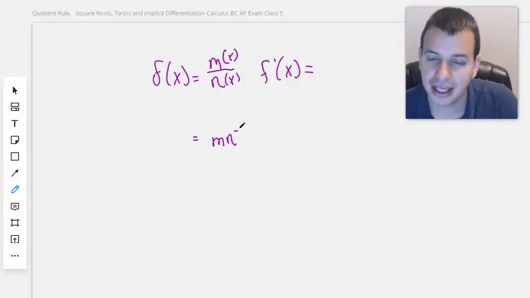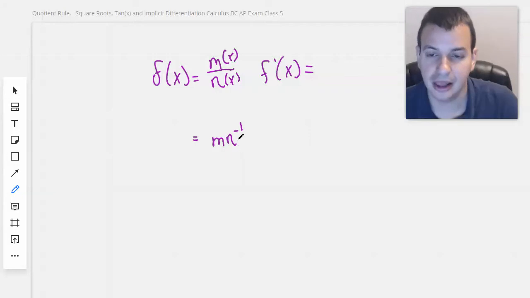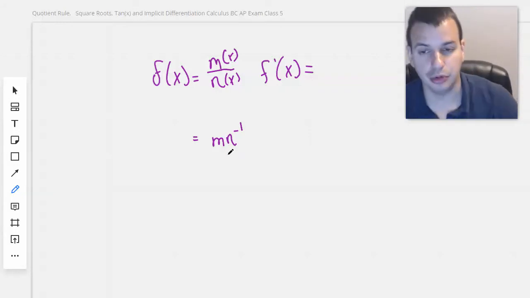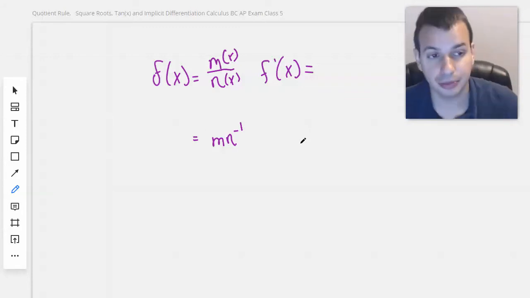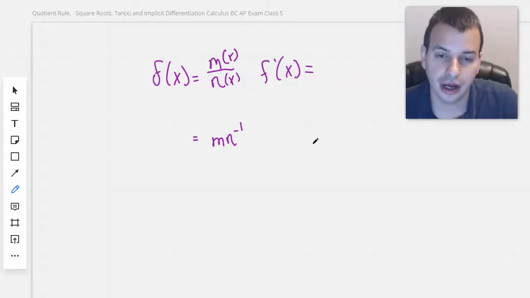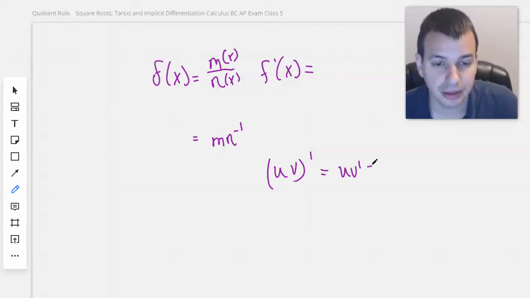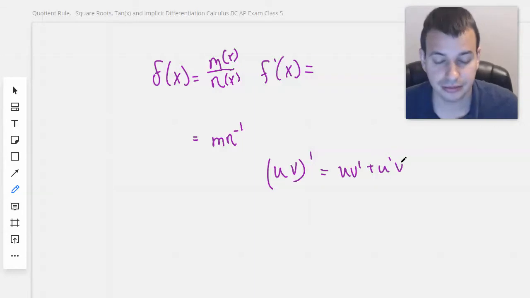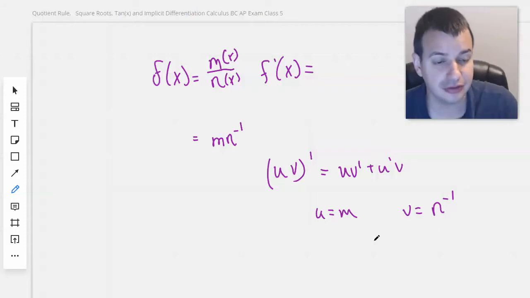So the idea here, we have m n to the negative 1. And so here we say, okay, we're going to use the product rule here because we have m times n. But then when we find the derivative of n, we're going to have to use the chain rule because we have a nested function. So if we approach this from the product and chain rule idea, then we have the product rule, which gives us u v prime plus u prime v. So we'd say, well, u here is m, v here is n to the negative 1.